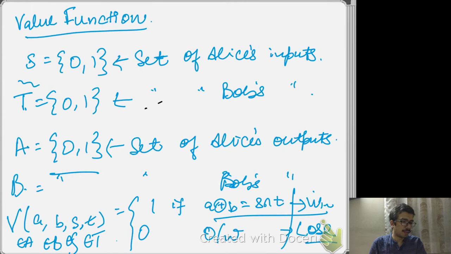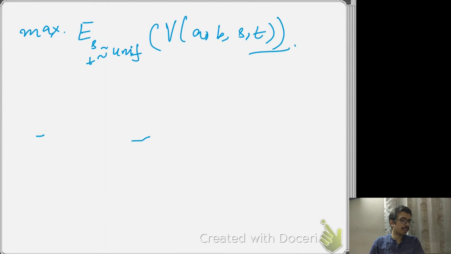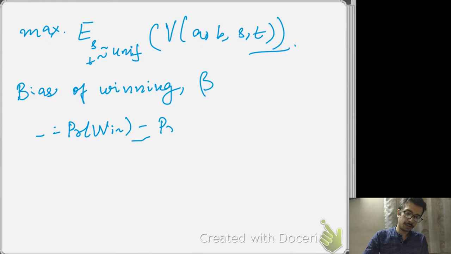Okay, so what we are trying to do is maximize the expectation, where s and t are uniformly distributed. We want to maximize the expected value of V of a, b, s, t. And apart from this value function, we can also define something called the bias. Bias of winning, which is called beta, can be defined as the probability of win minus the probability of lose.